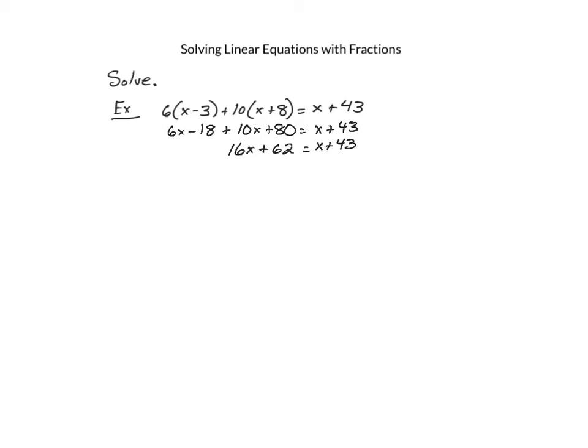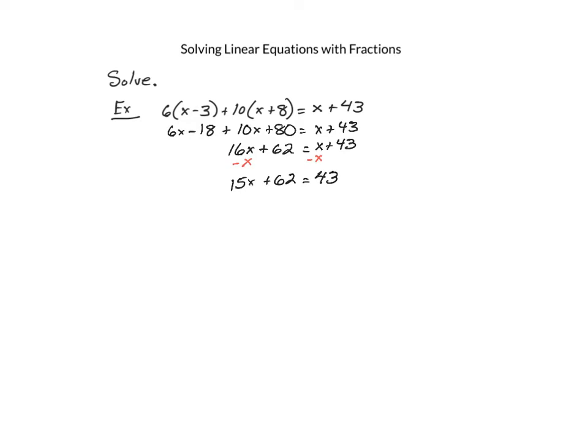And now we want the equation to have the variables on one side and the constants on the other. So let's subtract x from both sides. When you first learned to solve linear equations, you probably wrote that minus x on both sides. But at this point, we don't need to. You can do that in your head, but you can write that down if it helps you. So we would have 15x plus 62 equals 43.